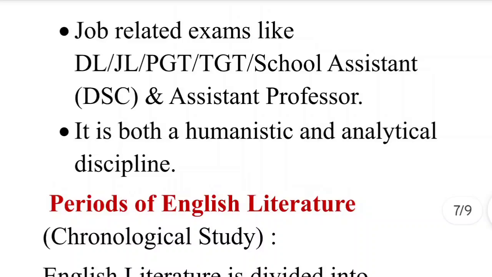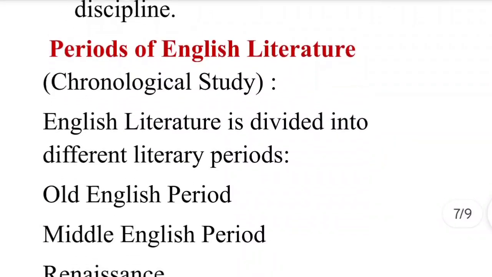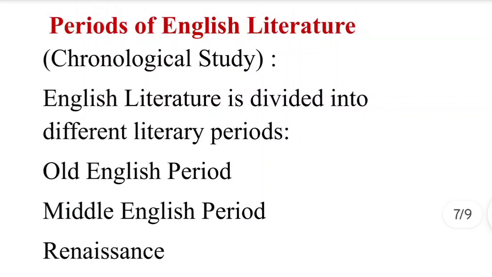And now we will see the periods of English literature. Whenever we want to read or study anything, we should do it in order. So English literature is divided into various periods, and each period is again subdivided into various sub periods. We should study in chronological order, which means from beginning to end.